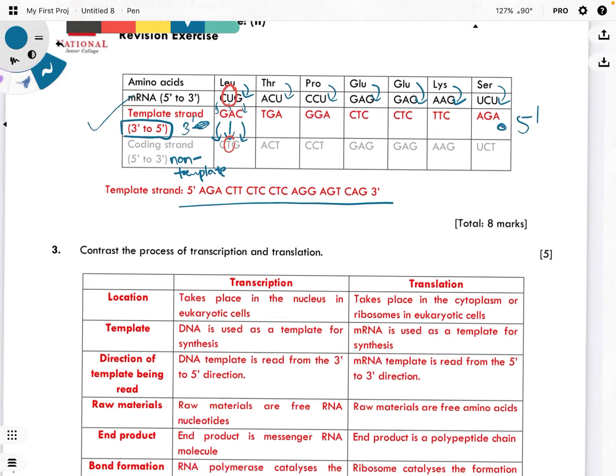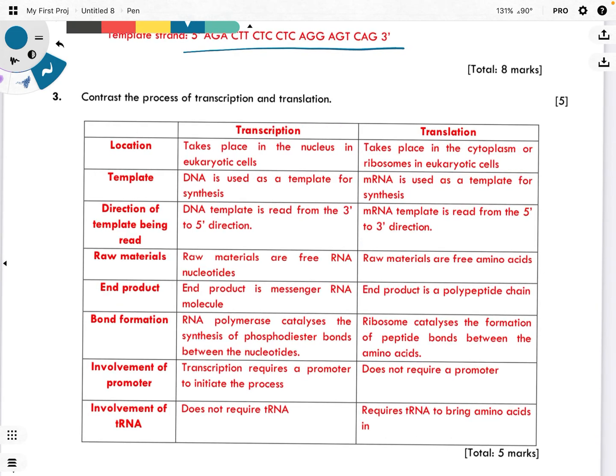Okay, last but not least, this is a very interesting essay question. Contrast the process of transcription and translation. Once again, when writing essays that compare and contrast, you are allowed to write down and draw a table. Your table, however, needs to be very clear in what you're comparing. For example, here we put in several headers to show what exactly we're comparing. We are comparing the location where transcription and translation take place. We're also comparing what the template is, what the direction of template being read is, the raw materials, and so forth. Let's quickly run through the various comparisons.